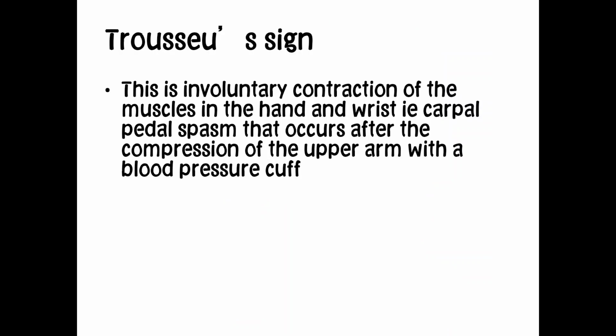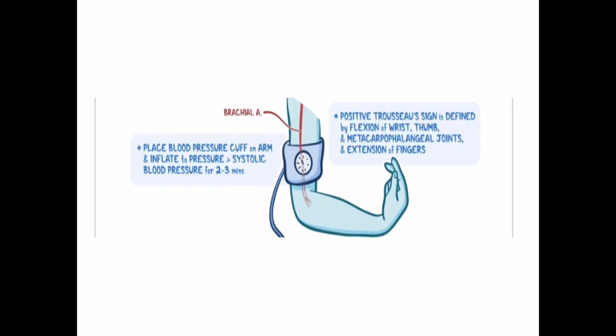On the other hand, Trousseau sign is an involuntary contraction of the muscles in the hand and wrist, that is the carpopedal spasm that occurs after compression of the upper arm with a blood pressure cuff, as you can see in the illustration. That is the Trousseau sign. The blood pressure cuff is inflated to generate pressure, and when pressure is maintained for 2 to 3 minutes, you have a positive Trousseau sign, which is always shown with flexion at the wrist, thumb, and metacarpophalangeal joints, and extension of the fingers.